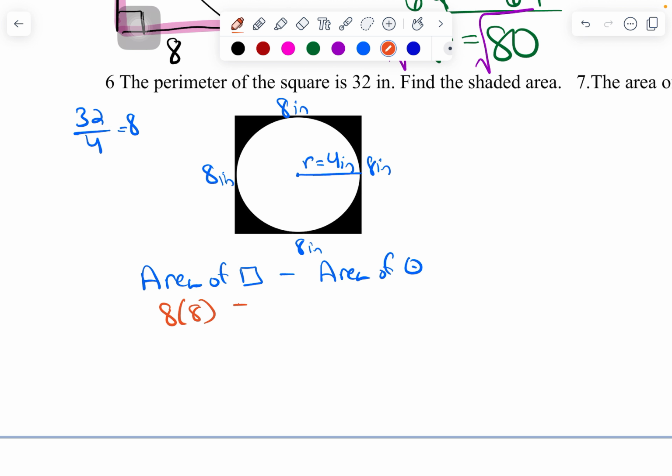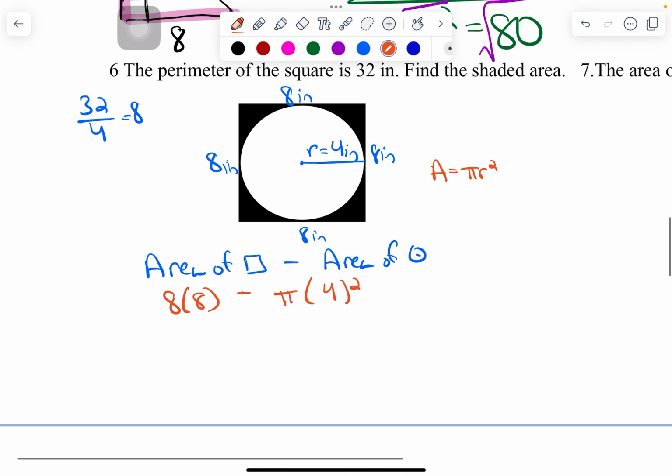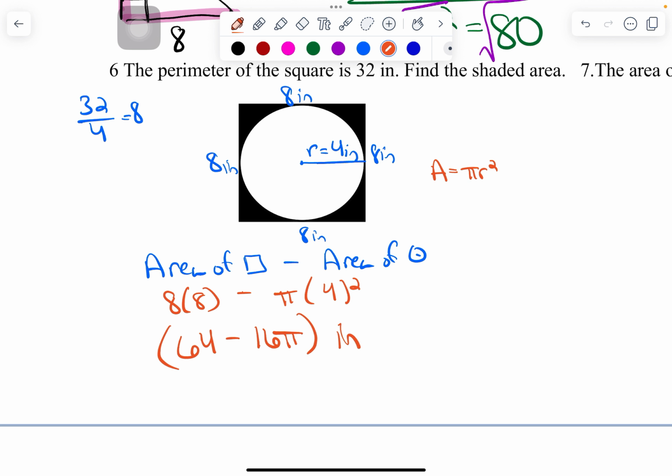All right, area of a circle. Area for a circle is pi r squared, so that's going to be pi times 4 squared. So let's see, 8 times 8 is 64, and then 4 squared is 16 pi, and this whole thing would be inches squared for your units for the shaded region.